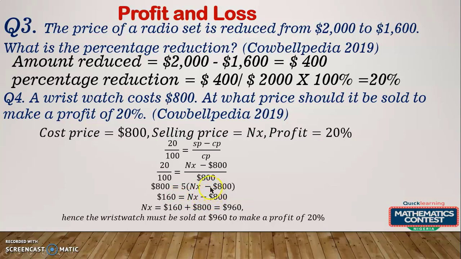So collect my like terms here, bring this guy here. I have 160 plus 800, and that will give us $960. In other words, for us to make a profit of 20%, the wristwatch has to be sold for a price of $960. Now let's make progress.